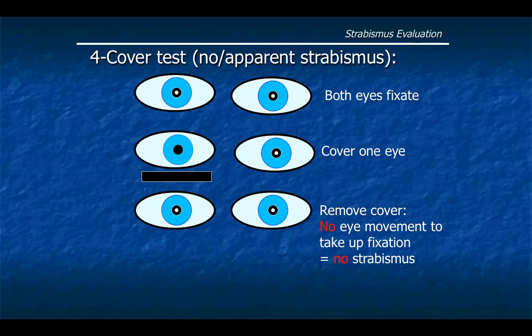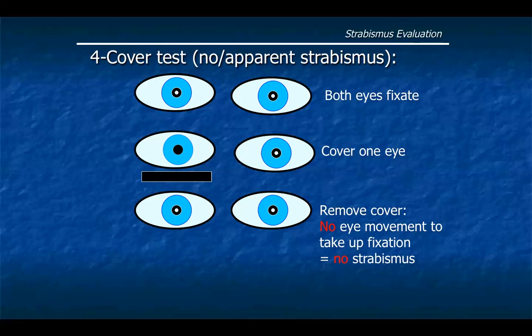How do you know that? When we remove the cover, if the covered eye starts to move back to the center to pick up fixation, it means it was deviated under the cover. So there's latent strabismus. If when we uncover it, the covered eye does not move to the center to pick up fixation, it means it was straight under the cover. So there is no latent strabismus.